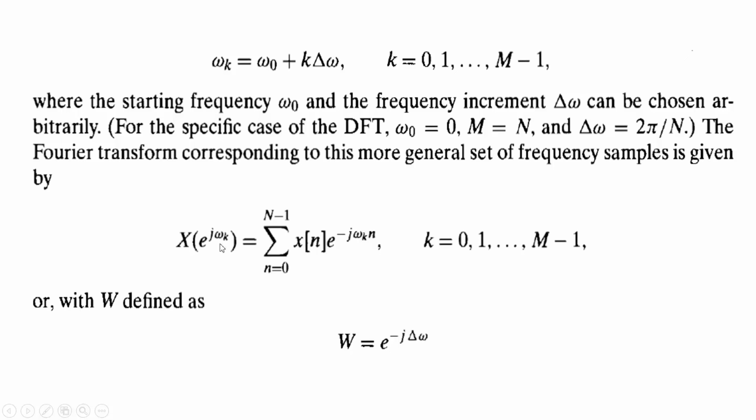The Fourier transform corresponding to this more general set of frequency samples, this is the Fourier transform, where omega k, as I have already explained, is omega naught plus k delta omega, and W is also defined by e to the power minus j delta omega. I have already defined delta omega. Delta omega is 2 pi by N, so W will actually be e to the power minus j 2 pi divided by capital N.